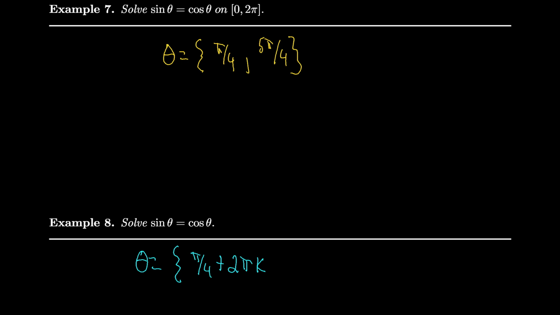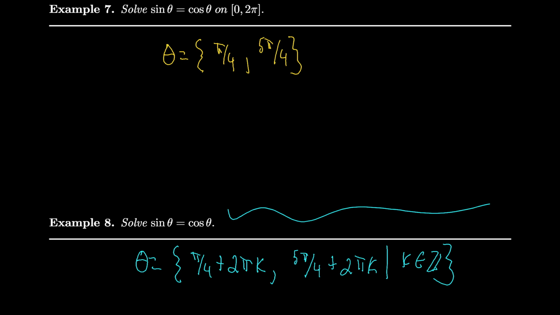That is as many revolutions as you want. And the other one, 5 pi over 4. Okay, plus as many revolutions as you want. That's what that means. Such that k is an integer. That's it. That's how you solve it with no domain restrictions. You just put it in there, plus 2 pi k. Or 2k pi if you prefer. It doesn't matter which order you put it in. It's all the same thing.